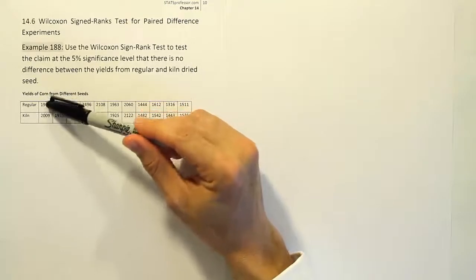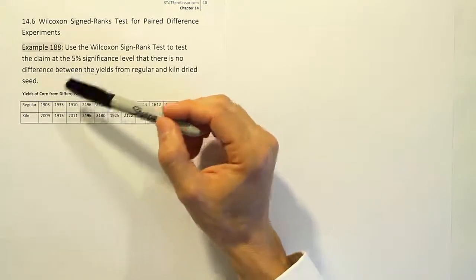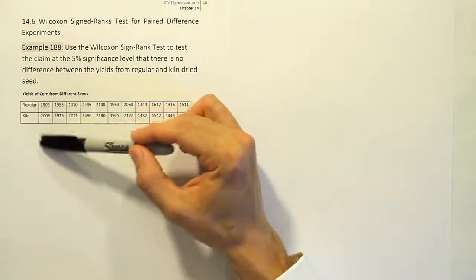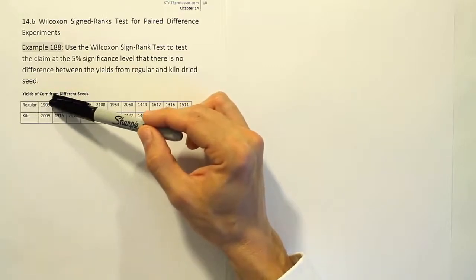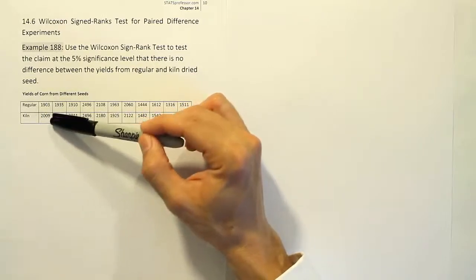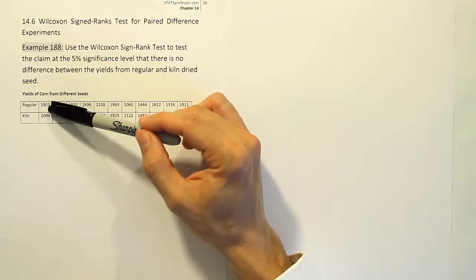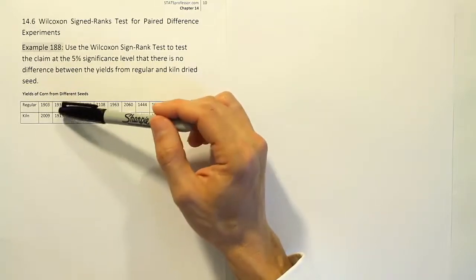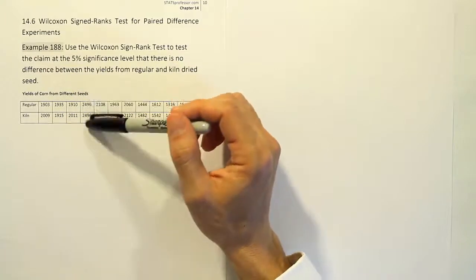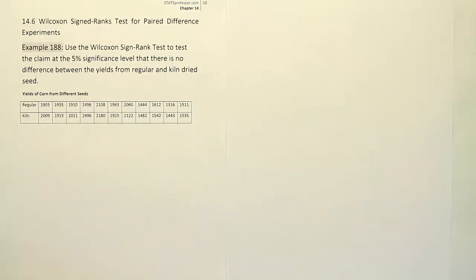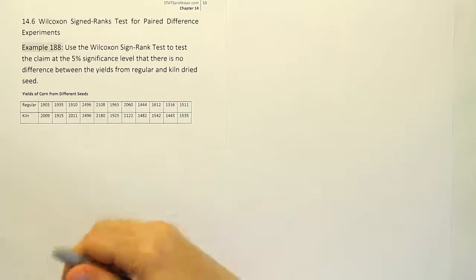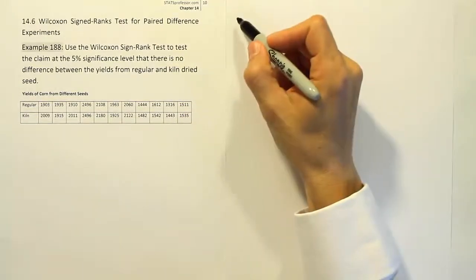or a dependent scenario. So probably what they did is they took the seeds from the same source, and half of them they dried the regular way, and half of them in the kiln. And this way they would be able to make the comparison, assuming that the seed itself was basically the same. And they would do the same for this column of data, this column of data, and so on and so forth. All right, so what we want to do first is express the claim, and let's do that in the initial step.